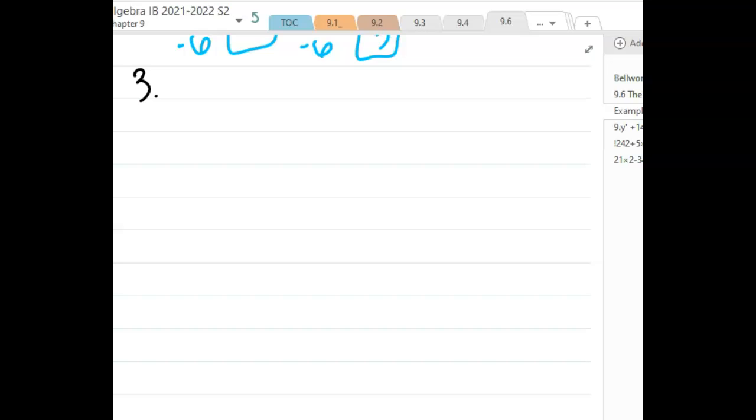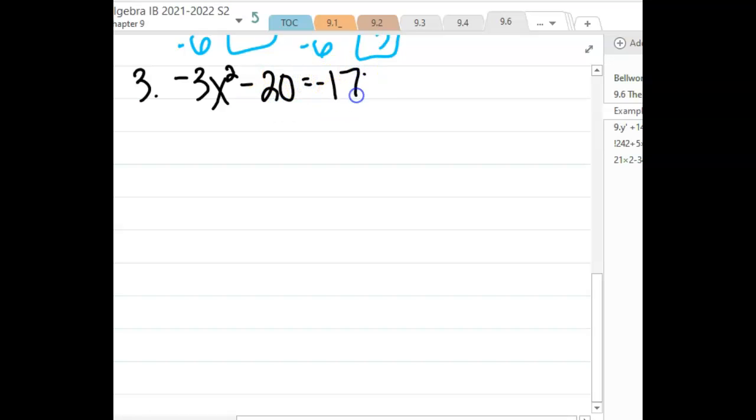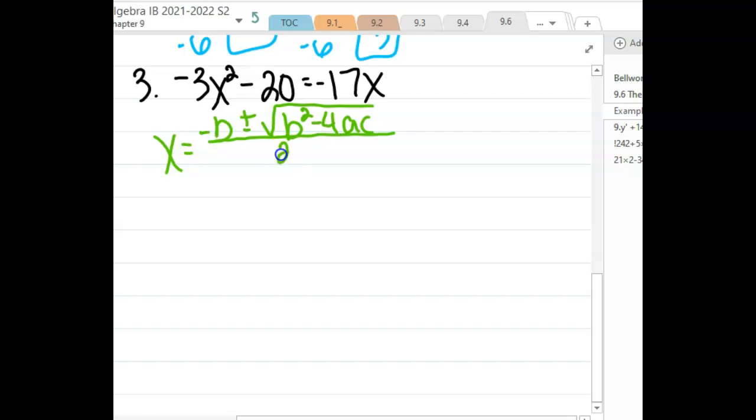So number 3, let's say we have negative 3x squared minus 20 equals negative 17x. Okay, so this is still the quadratic formula, which hasn't changed since yesterday. It still says x equals the opposite of b plus or minus the square root of b squared minus 4ac all over 2a.